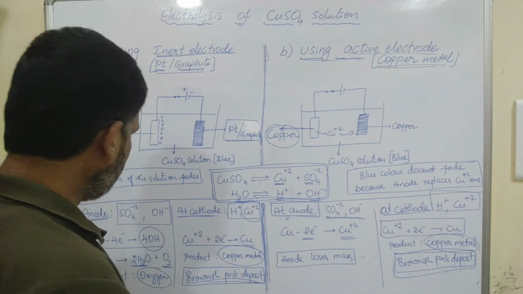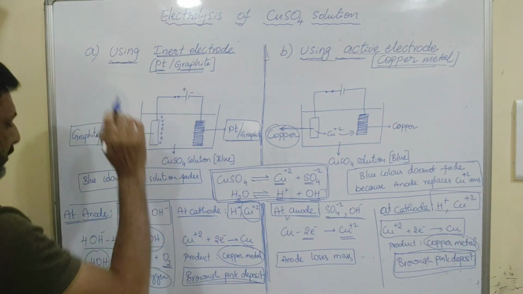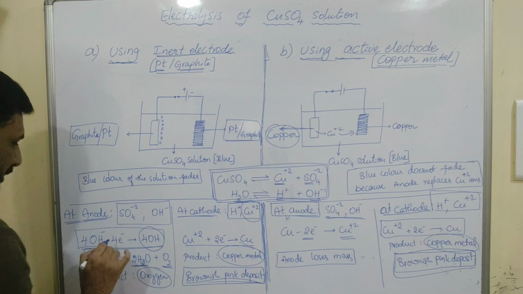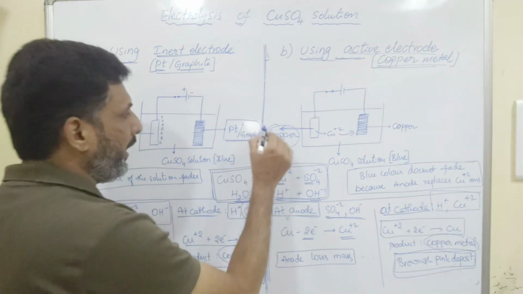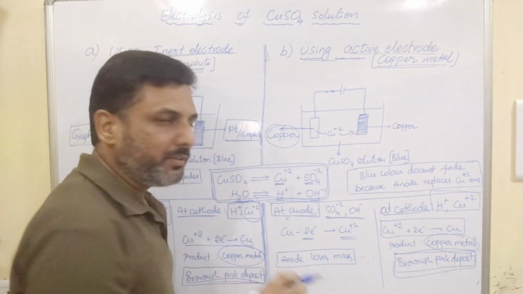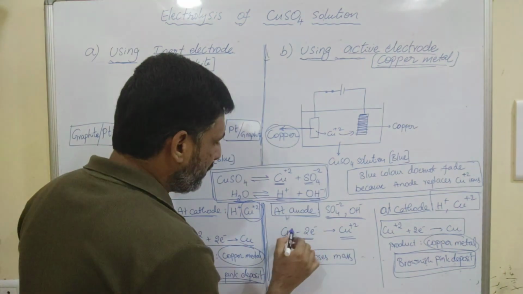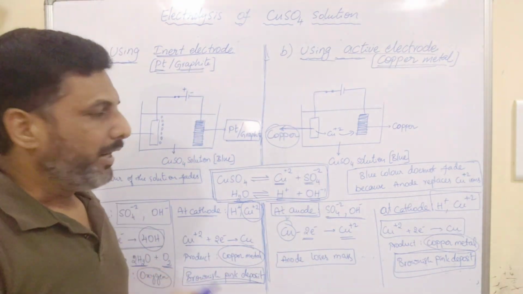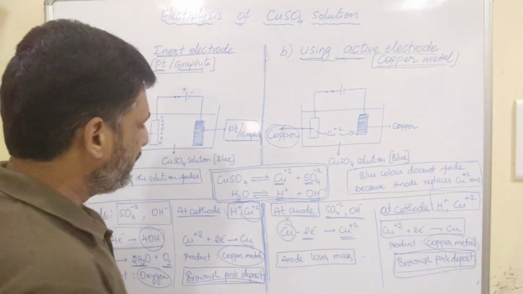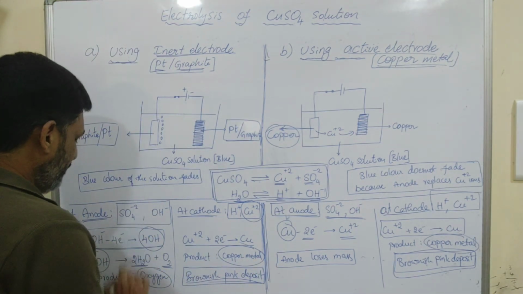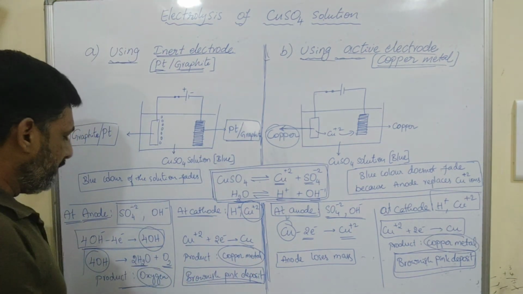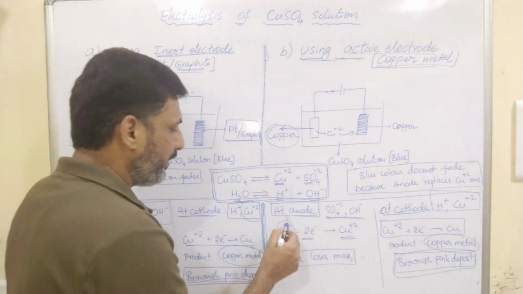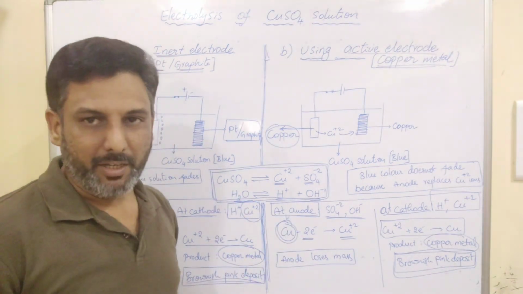So the difference here is when you use inert electrodes, hydroxyl ions will undergo discharge, but when you use active electrode, instead of discharge, the metal which you have taken will undergo ionization. Right? So in these two cases, here hydroxide ions are getting discharged, and here copper metal is getting ionized at anode.